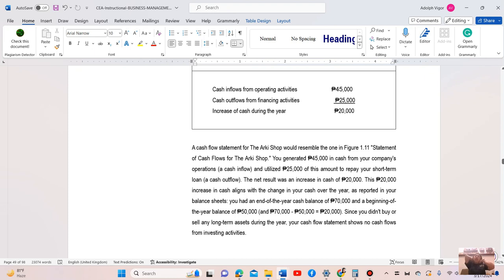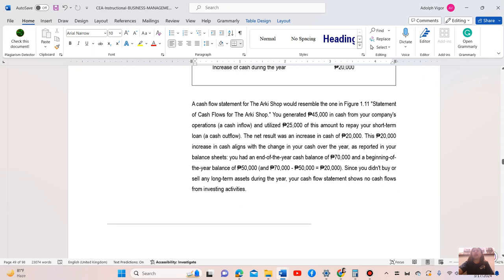Okay. So a cash flow statement for the Archishop would resemble the one in figure 1.11, statement of cash flows for the Archishop. You generated 45,000 in cash from your company's operation, a cash inflow, and utilized 25,000 of this amount to repay your short-term loan. The net result was an increase of 20,000.